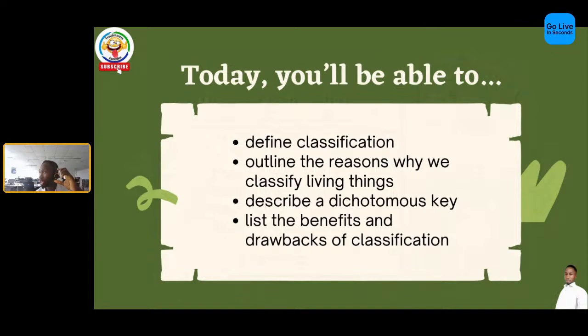You should be able to know what a dichotomous key is. Also, you should be able to list the benefits and also the drawbacks, that is the disadvantages of classification. So by the end of this video today, you should be able to outline all these detailed things on this outline. All right.